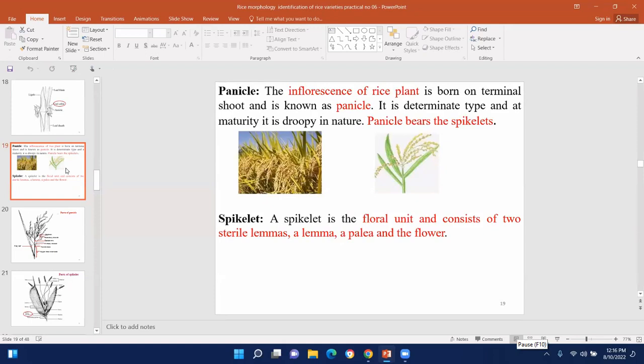Then the panicle is the inflorescence of the rice plant. The inflorescence of the rice plant is borne on the terminal shoot and is known as the panicle. The panicle bears spikelets. A spikelet is a floral unit and consists of two sterile lemmas, palea, and flower. These things are included after the development of the grain.